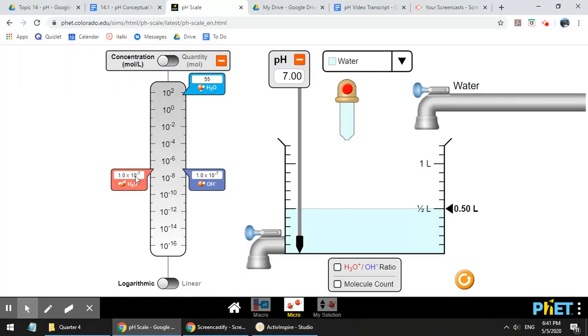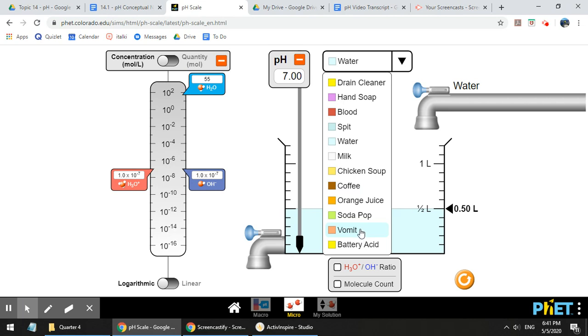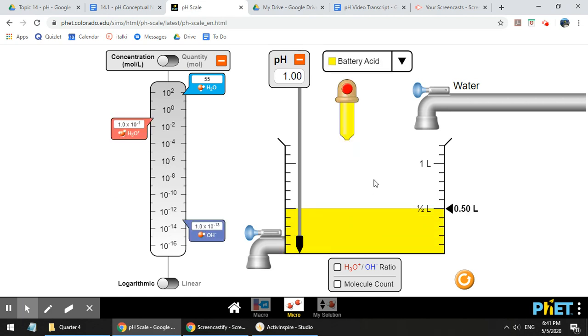So notice that in this animation, this here tells us our H plus concentration, this here tells us our OH minus concentration, and that tells us our pH. Now with water, right now we have water in this container. Our pH is 7, and our H plus concentration and OH minus concentration are the same. But let's fill this container with something really acidic. Let's say battery acid, okay? So notice that our H plus concentration just shot way up, and our OH concentration shot way down. As one goes up, the other goes down.